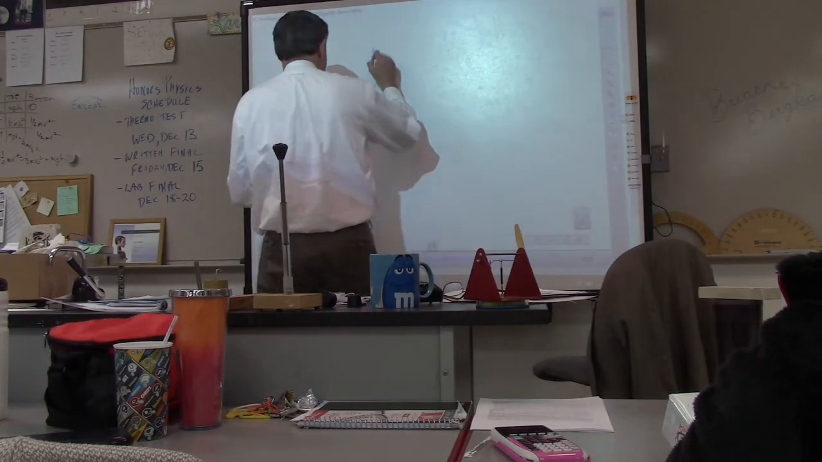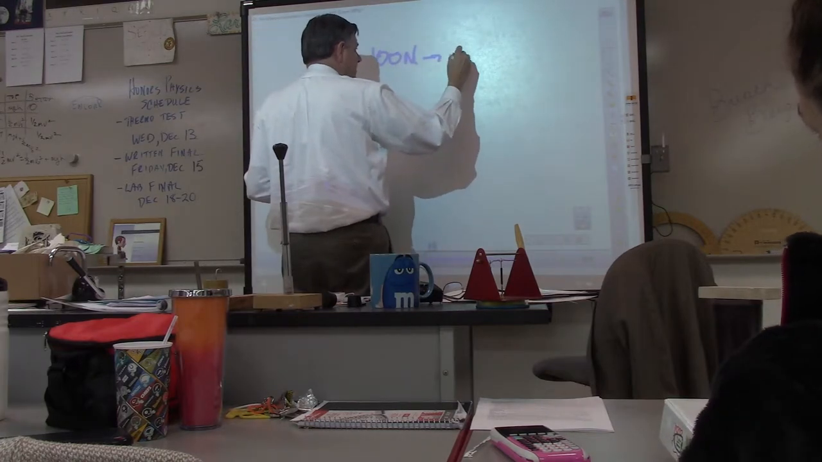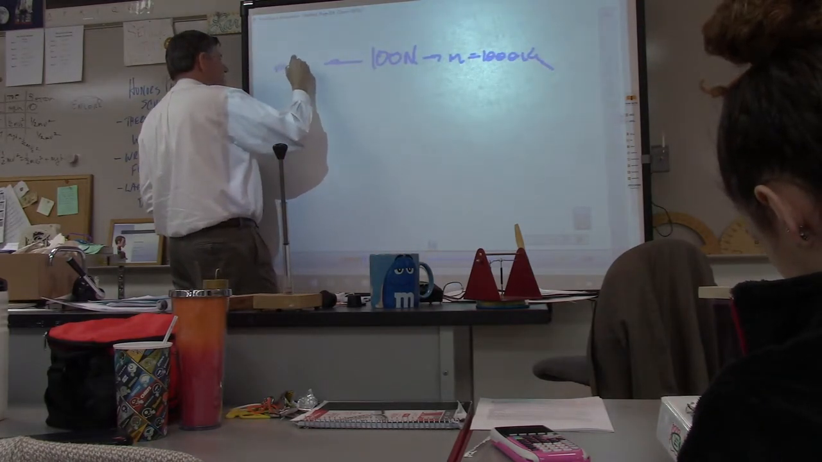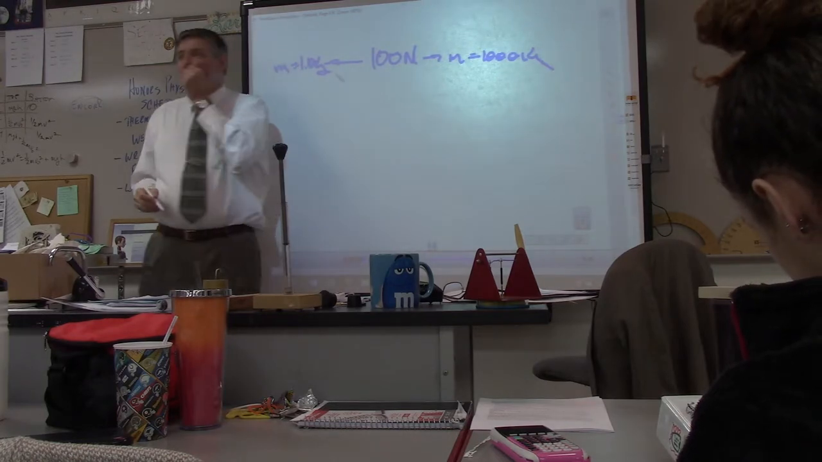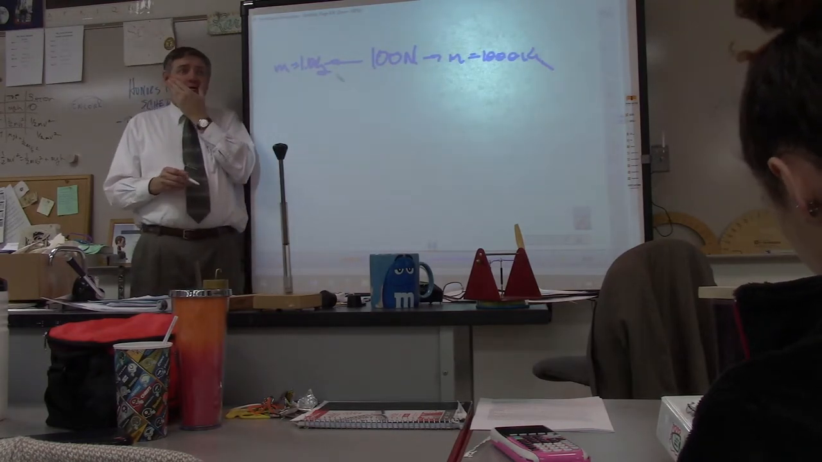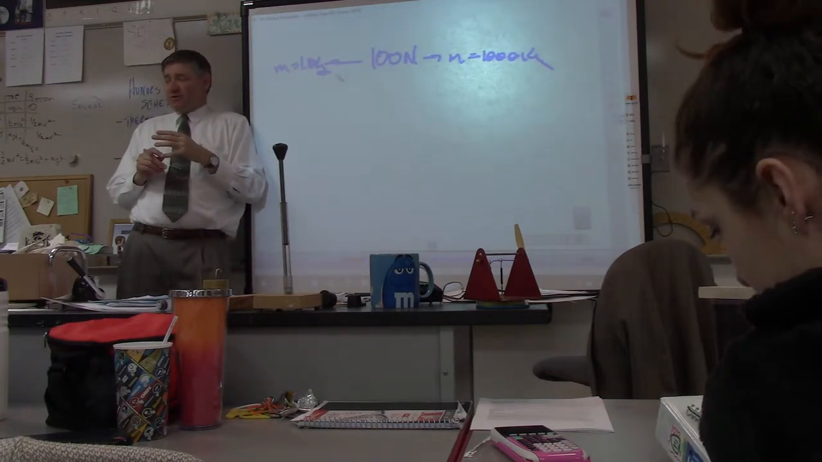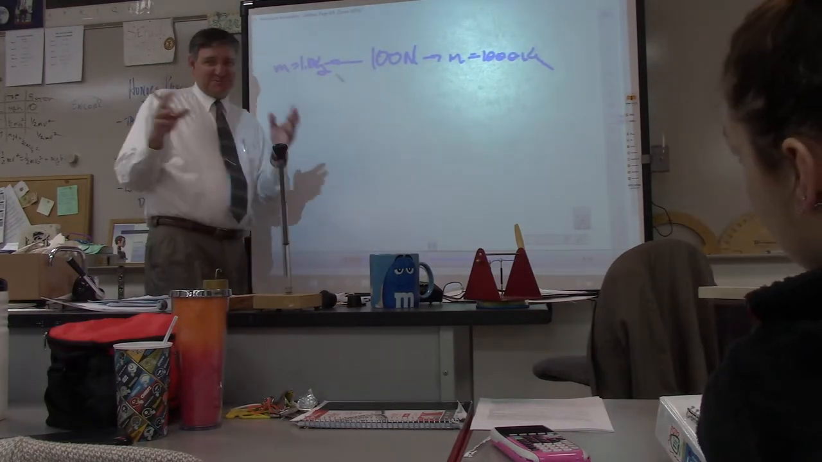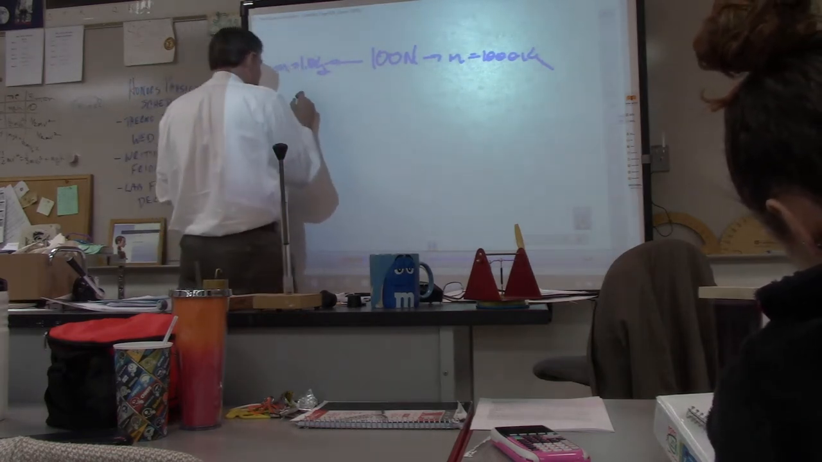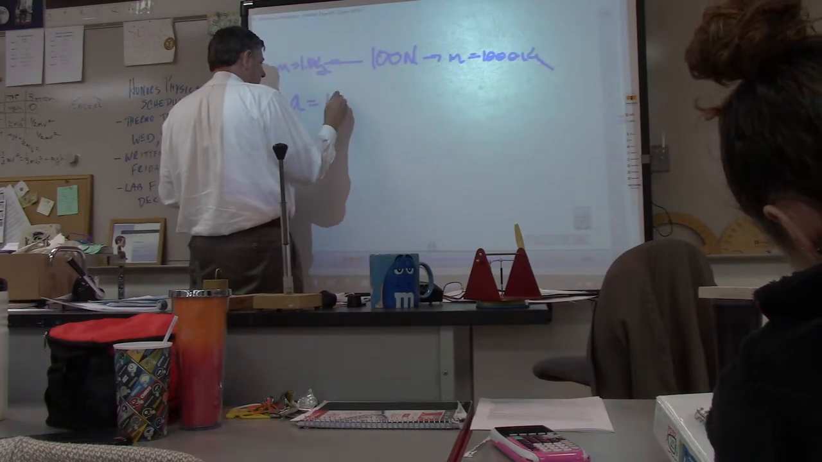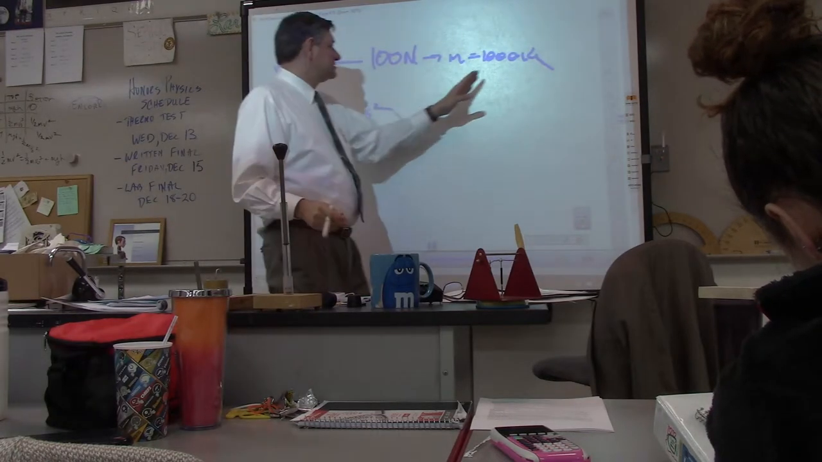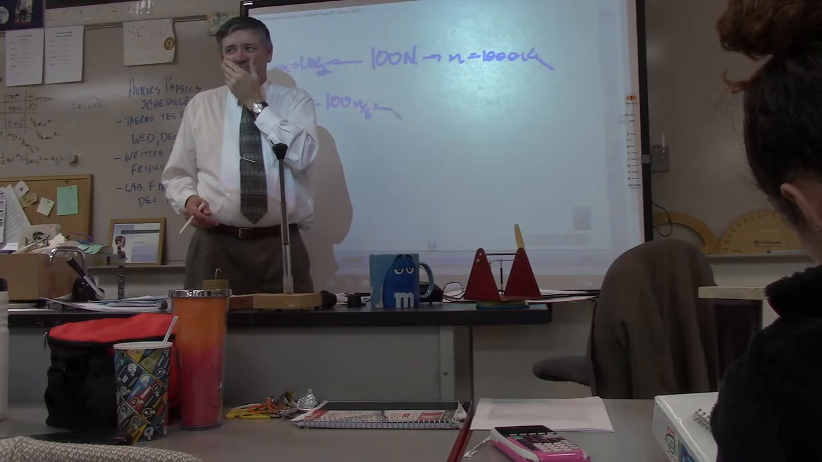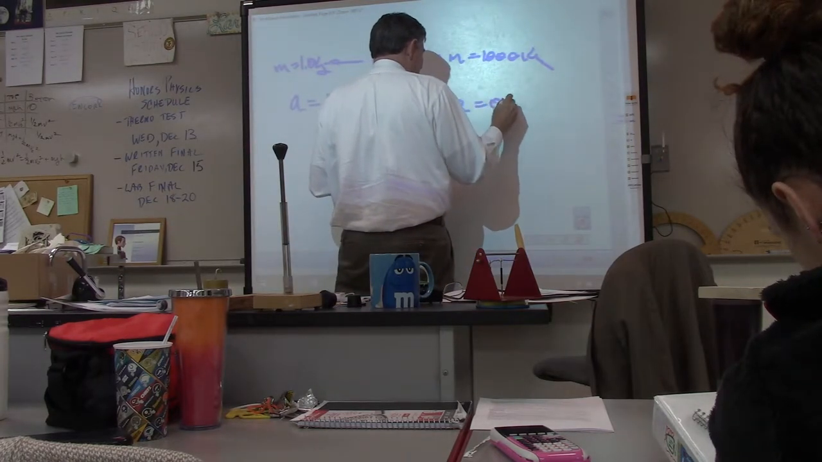Here's a 100-newton force. In situation number one, the mass is 1,000 kilograms. In situation number two, the mass is 1 kilogram. What's the acceleration going to be if I apply a 100-newton force to 1 kilogram? 100 meters per second squared, right? So what's the acceleration of the other one going to be? 0.1.